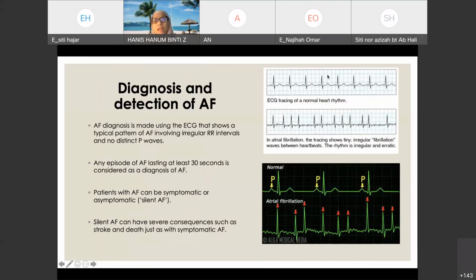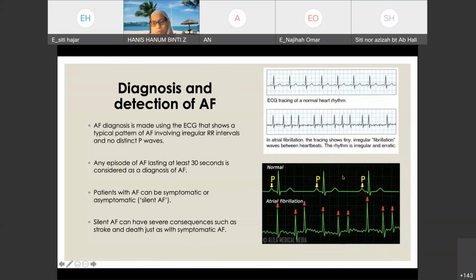So this is an ECG of your normal patient, with a normal heart rate, and this is an ECG of your patient with an irregular heart rate. Like I said, AF diagnosis is made using an ECG that shows a typical pattern of AF involving irregular RR interval and no distinct P wave.